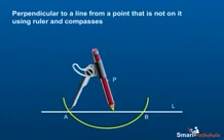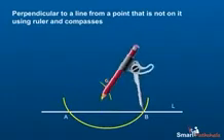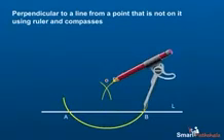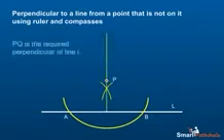Step 5. From A and B, construct 2 other arcs that intersect at a point immediately below the line. Let the point of intersection be Q. Step 6. Join PQ. PQ is the required perpendicular of line L.